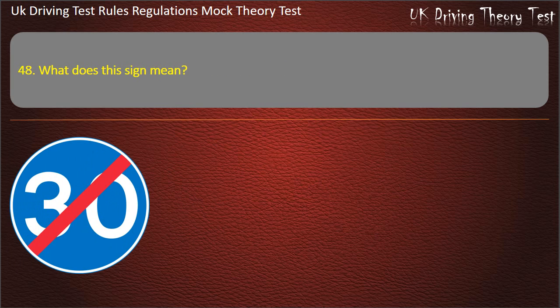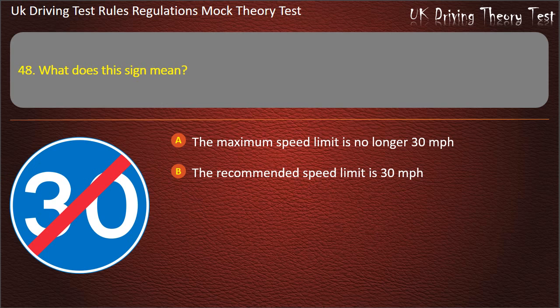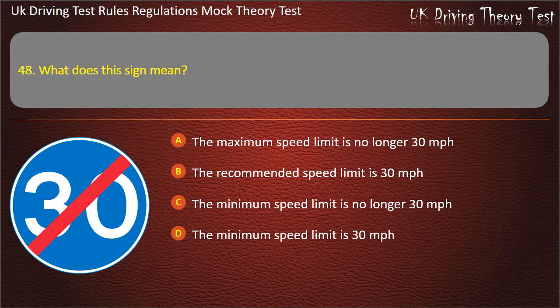Question 48. What does this sign mean? The maximum speed limit is no longer 30 miles per hour. The recommended speed limit is 30 miles per hour. The minimum speed limit is no longer 30 miles per hour. The minimum speed limit is 30 miles per hour. Answer. The minimum speed limit is no longer 30 miles per hour.